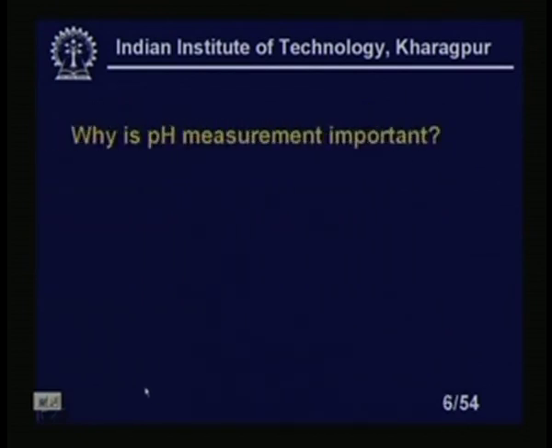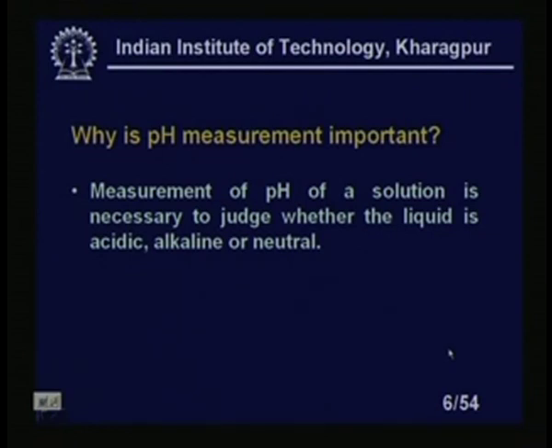Now, why is pH measurement important? At the initial stage I told you once; let me discuss this in detail. Measurement of pH of a solution is necessary to judge whether the liquid is acidic, alkaline or neutral. It is necessary in many applications, because in some environments we have to make those environments neutral. For example, drinking water should be neutral, neither acidic nor alkaline.